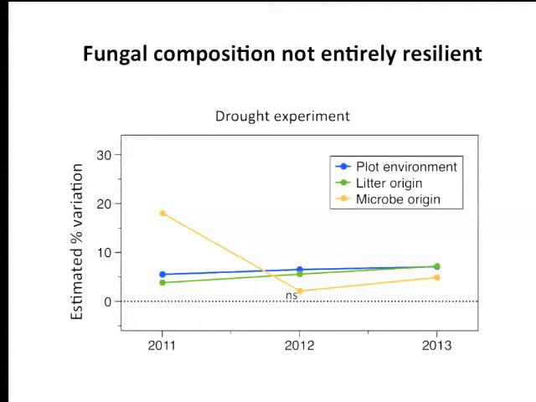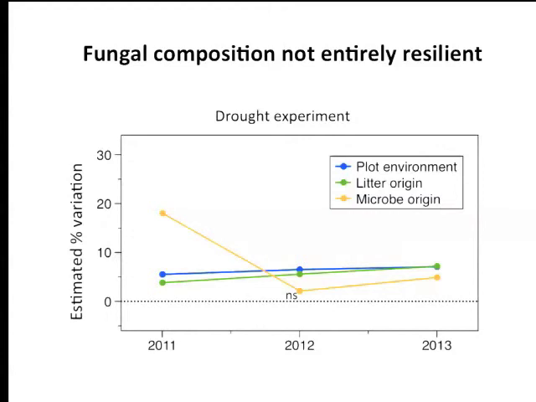So there was some resilience of the community, in that it starts to look more like the plot environment it's sitting in. Actually, I should say, there's some resilience in that the history of the inoculum is starting to count less and less, right? The composition is changing over time. But it still persists in 2013. If you went out there, you can see an effect of where that inoculum came from.